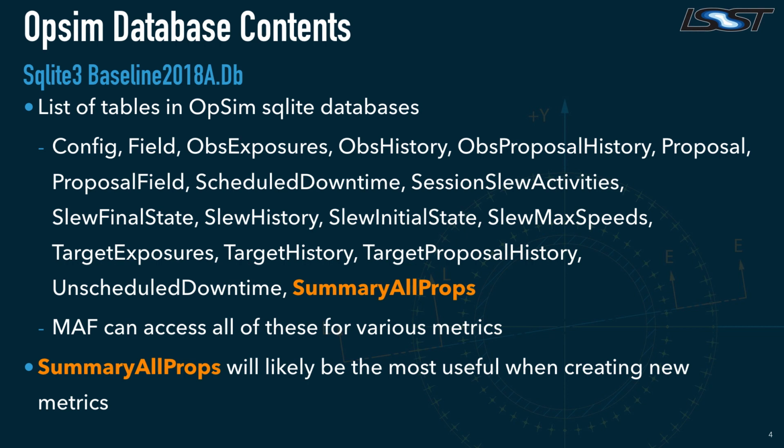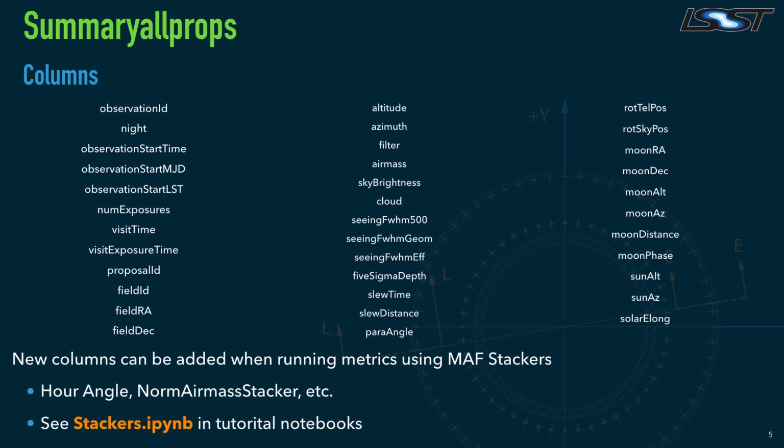But the one you'll probably use most often is summary all props. And what I'll show next is all of the columns that are within summary all props. It'll look like anything you'd think you'd be tracking when you're simulating what a telescope is doing. So here I give the summary all props. These are all the columns. This presentation will be available, so you can come back to this.